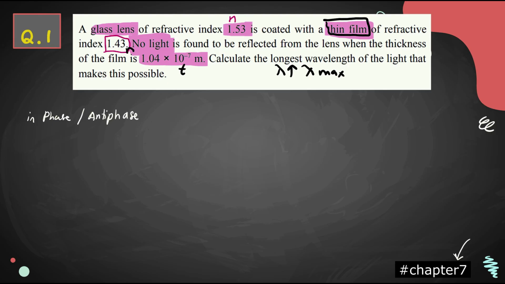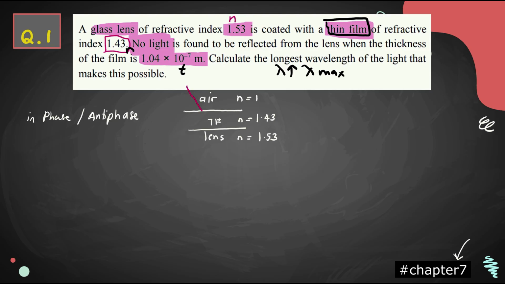So let us understand the situation of this question. We have a thin film coated on the lens. So here is the lens, and this is our thin film. Exactly here is the air. So n for the air is 1, for the thin film mentioned in the question it is 1.43, and for the lens it is 1.53. Okay, so based on this diagram we can decide.